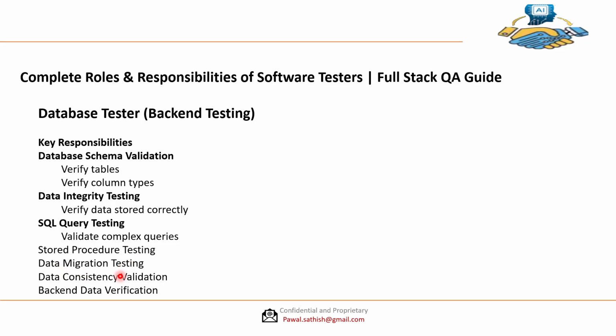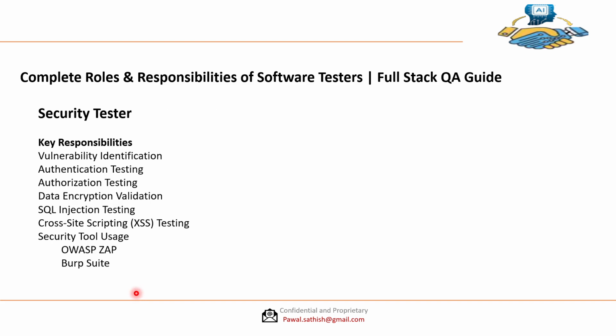Then we'll also check data migration testing if we are doing system integration testing. We'll make sure that data is flowing from one module to another correctly through the backend as well. Then we'll check data consistency validation: if we perform add, edit, delete, or modify operations, the data should be correctly reflected in the database.